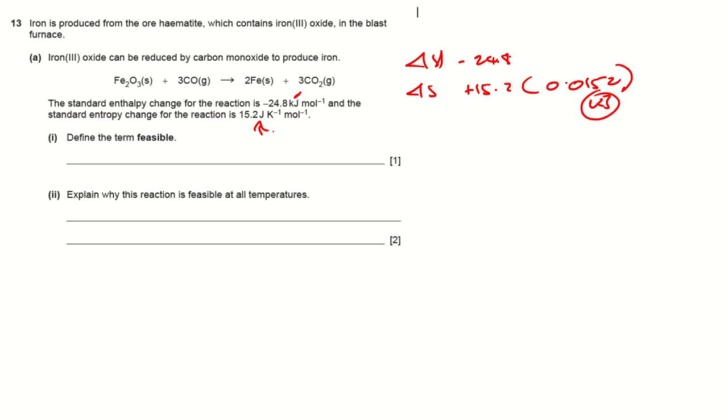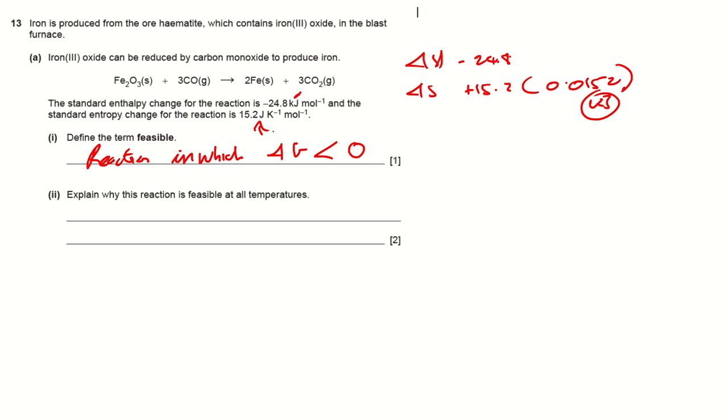So we'll go through the start of the question, which, as I said, is pretty run-of-the-mill, and then we'll get to the rest of it. The first thing is to define feasibility. Well, according to your specification, feasibility is very easy to define. It's simply a reaction in which delta G is less than 0.